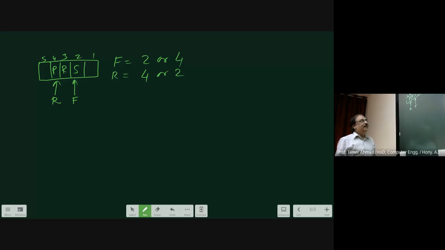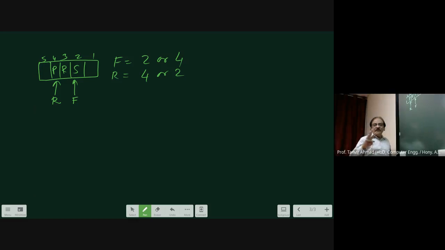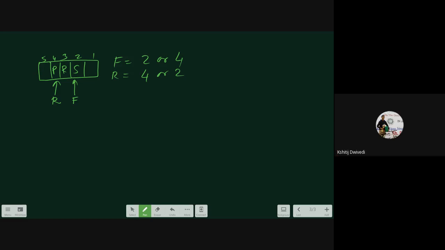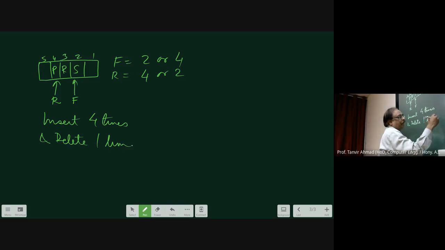Obviously possible है। कैसे है? Yes, sir. It is possible. Because तुमने 4 बार इंसर्ट किया, एक बार डिलीट किया। Yes, sir. ठीक है? Inserted 4 times and deleted 1 time. ठीक है? Okay. Now let us try to do it reverse way.